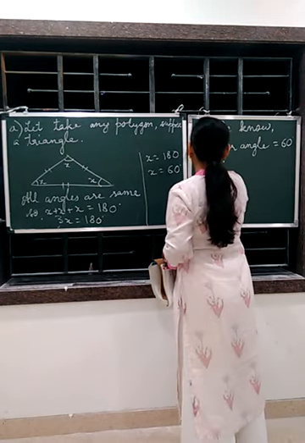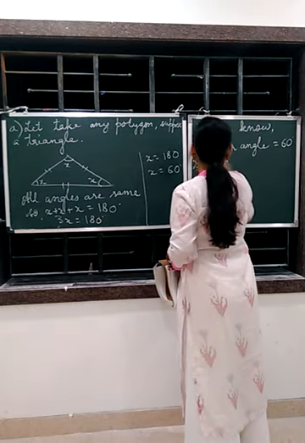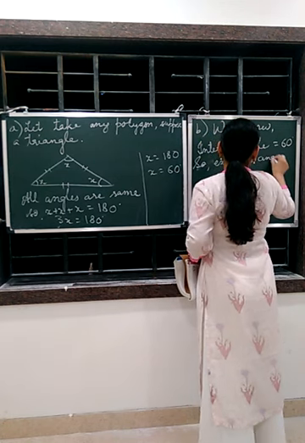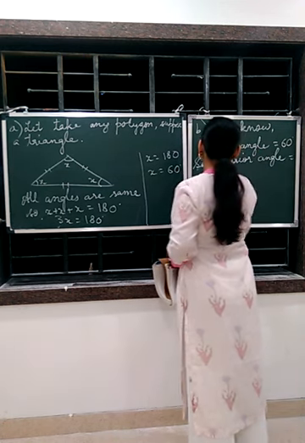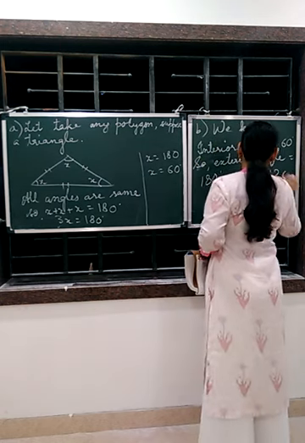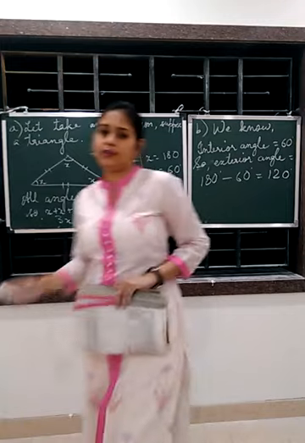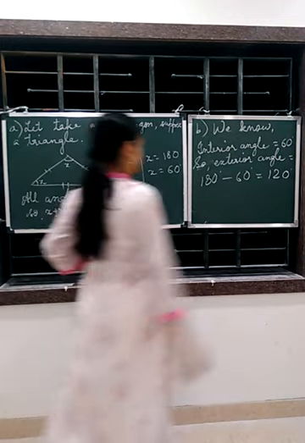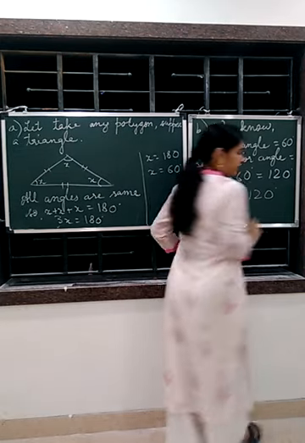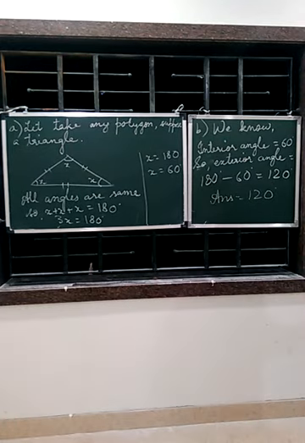So exterior angle is equal to 180 minus 60, which is equal to 120 degree. So each angle will be 120 degree. So the answer is 120 degree. So this completes exercise 3.2.